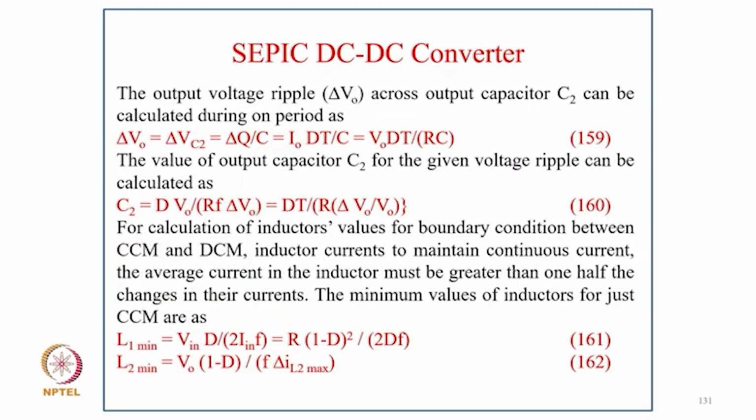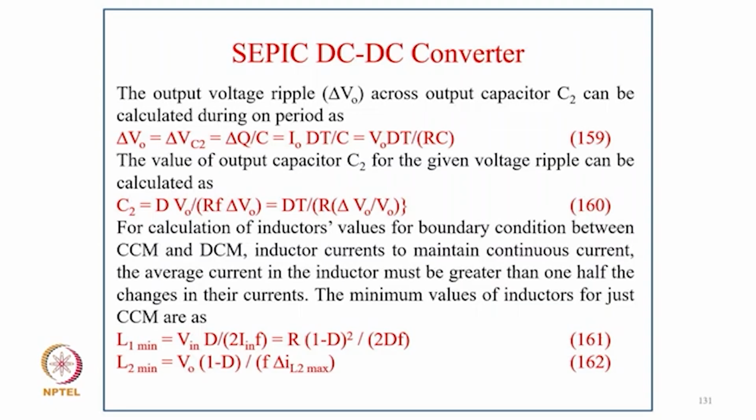The output voltage ripple delta VC across the capacitor C2 can be calculated during the on period. So delta VO equals delta VC2 equals delta Q upon C, that is IO dt upon C, or equal to VO D T upon R C. So the value of the output capacitor for a given voltage ripple can be calculated: C2 equals D VO divided by R F delta VO, that is equal to D T in brackets R times delta V upon VO.